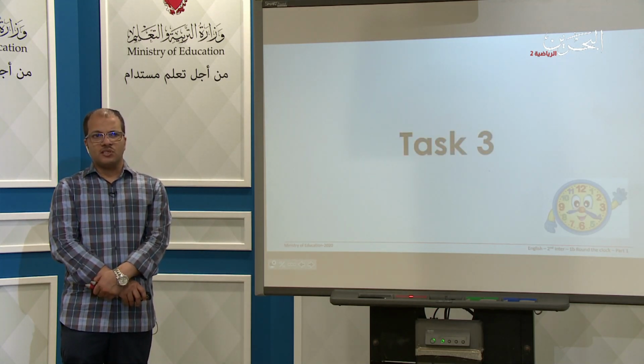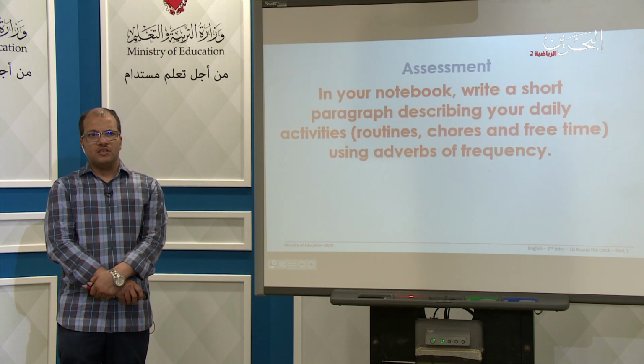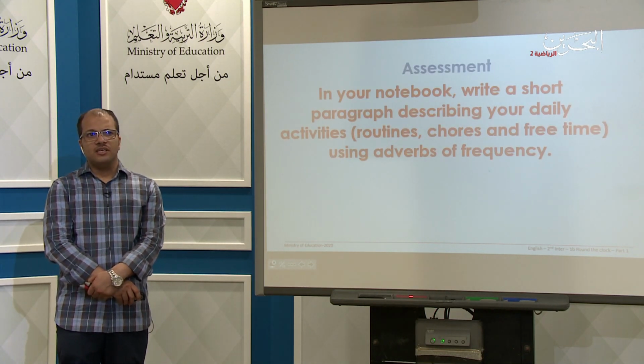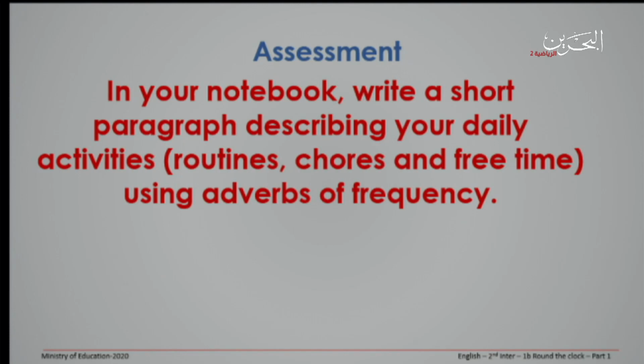Hopefully we are ready for task 3 now. For assessment, in your notebook or mini whiteboard, write a short paragraph describing your daily activities, whether routines, chores, or free time. You should use the adverbs of frequency in your writing.